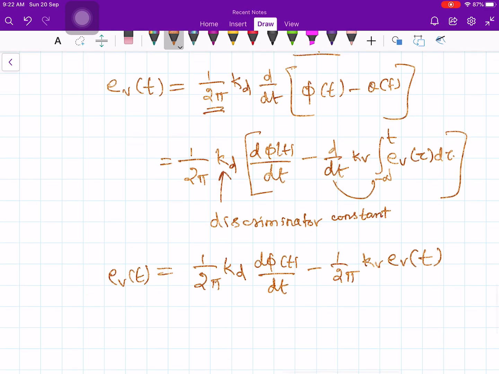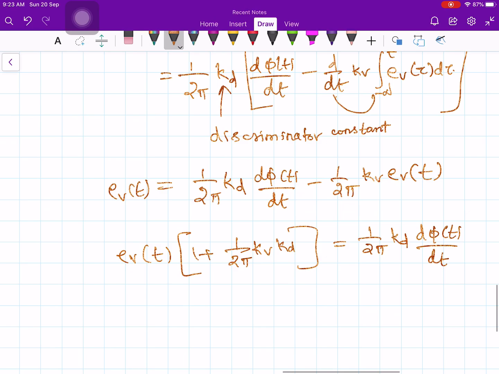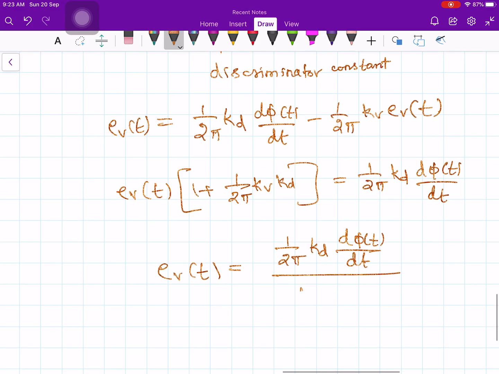Now rearrange this equation. You take EV of t constantly outside, then you'll get 1 plus 1 by 2π kV and kd is equal to 1 by 2π k suffix d times dφ of t by dt. Therefore, your EV of t, the output voltage, is equal to 1 over 2π k suffix d dφ of t by dt whole divided by 1 plus 1 over 2π kV kd.